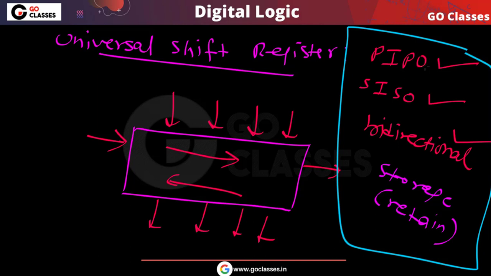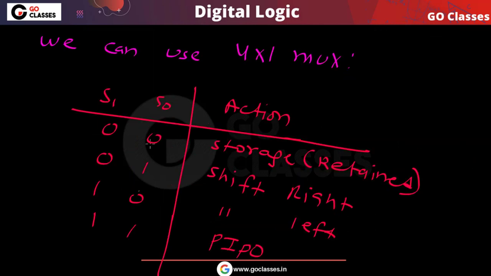So for example, if you want this functionality, whether you want left shift or right shift, all these things are present, and you must have something that will control it. So we need to control input.